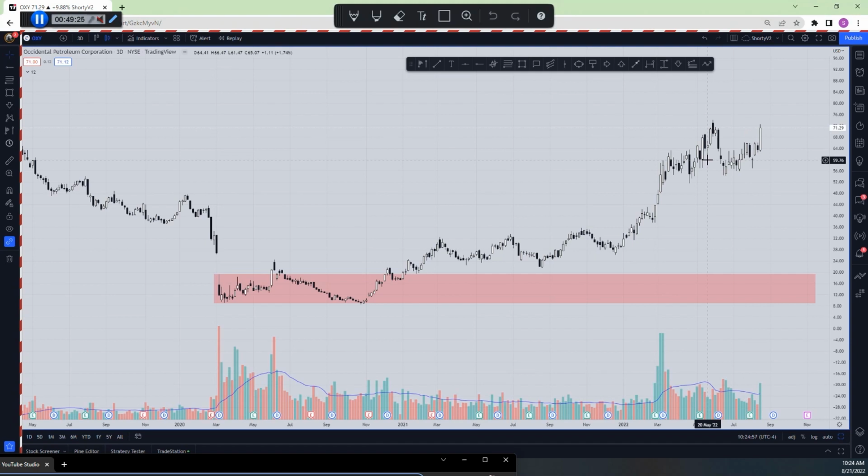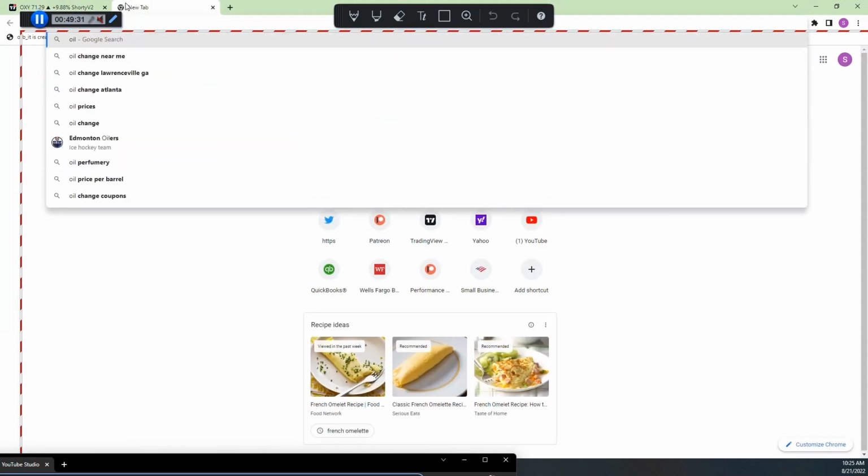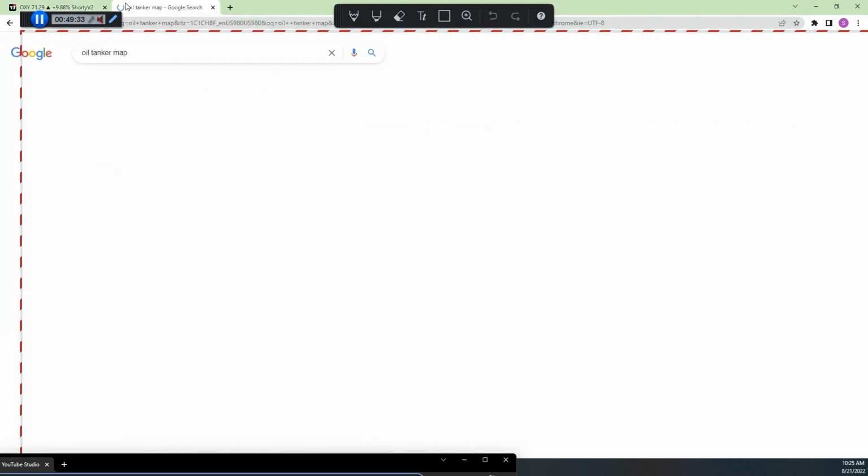It's literally the concept of inventory, guys. I mean, just look up oil tanker map.